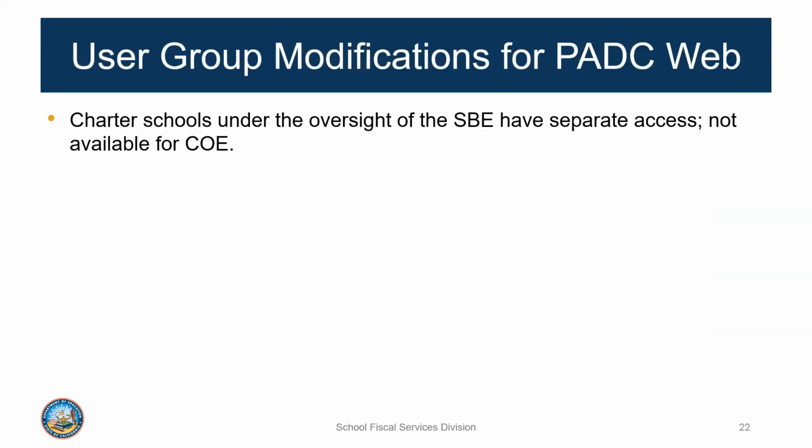So the charter schools under the oversight of the State Board of Education, they have separate access. They're no longer available for the COE because the COE does not enter data or certify data. If the COE wants to just view the data for one of those charter schools, the Charter Schools Division in CDE can provide them view-only access, and we can facilitate that process for you.